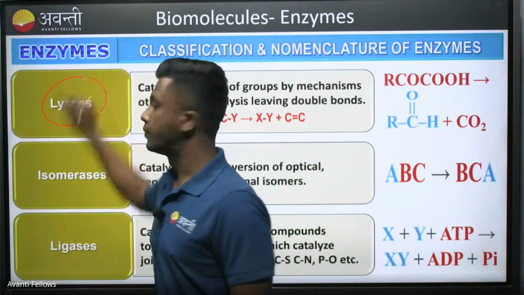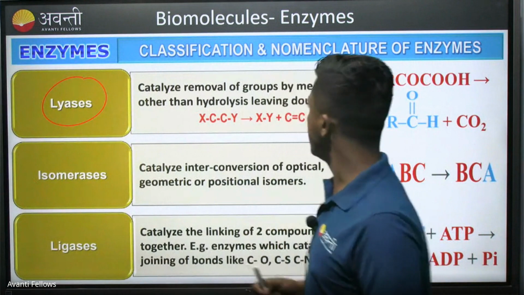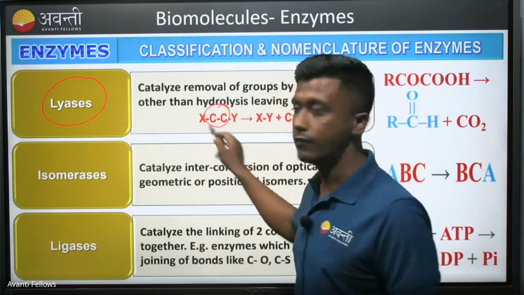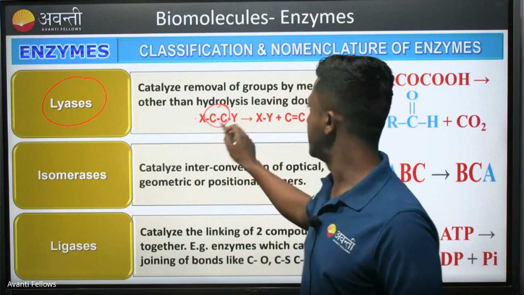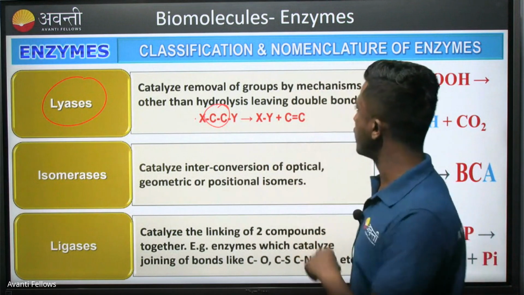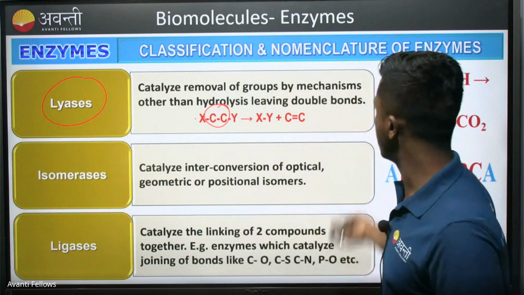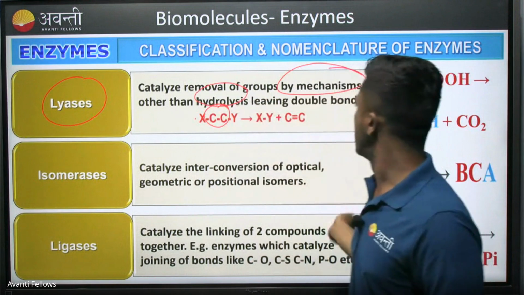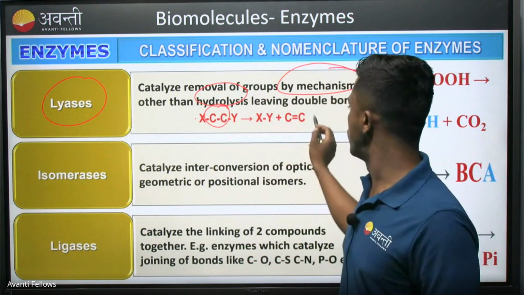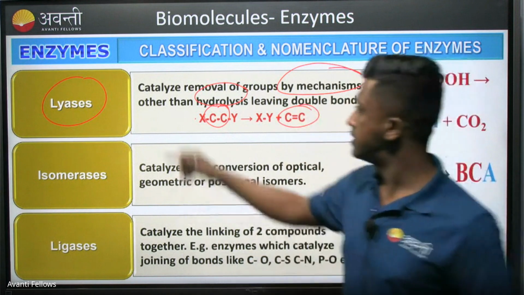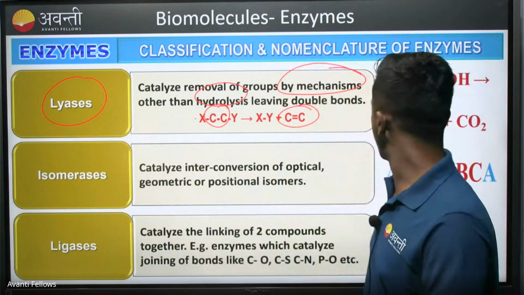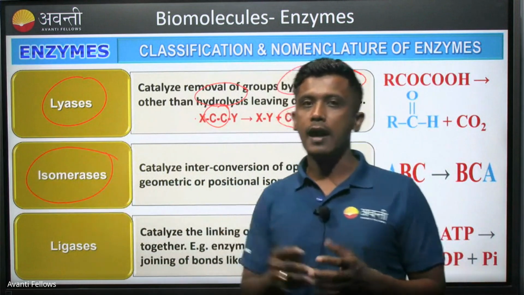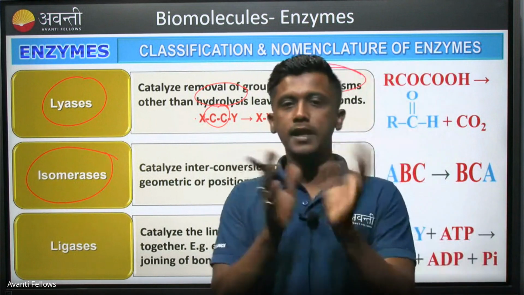Next one is lyases. What happens in lyases? If we have our substrate attached to particular groups, X and Y, with C and C in between, lyases remove a group. They perform a reaction where a group is removed, and the carbon-carbon bond is left with a double bond. So this is called lyases. Understood? Next one is isomerases. What is isomerism? We have a physical property which is geometrical isomerism.